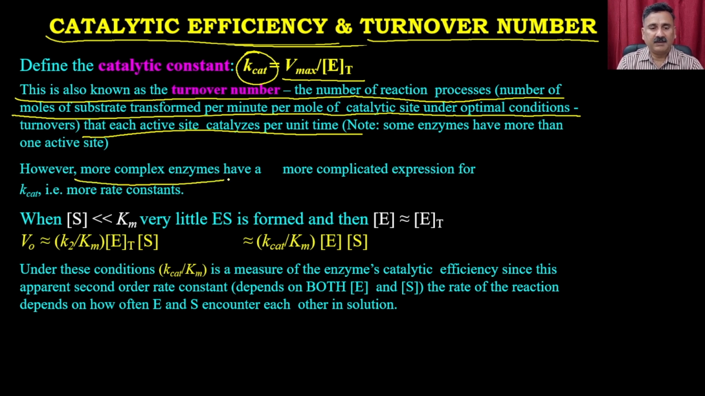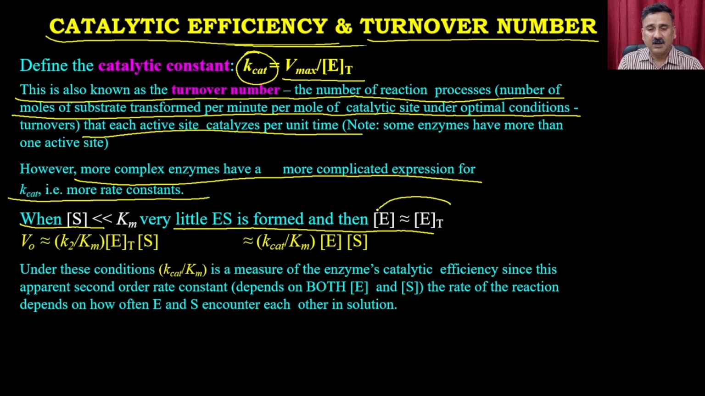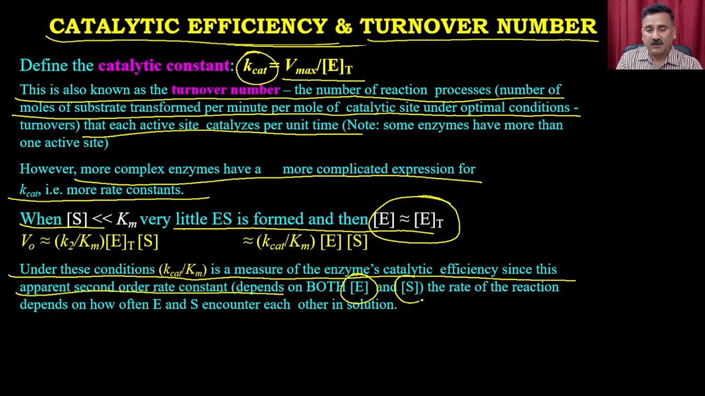However, more complex enzymes have a more complicated expression for the Kcat. When the substrate is very, very low compared to the Km, very little ES is formed, then the free enzyme is equivalent to the total enzyme, and in that case it is going to give you the catalytic efficiency. Under these conditions, Kcat by Km is a measure of the enzyme's catalytic efficiency, since it is an apparent second order rate constant, which depends both on the enzyme as well as on the substrate.